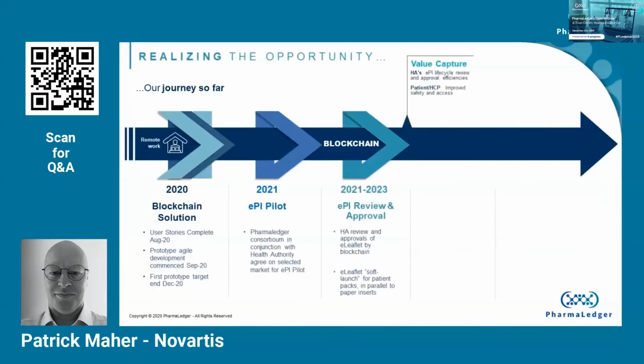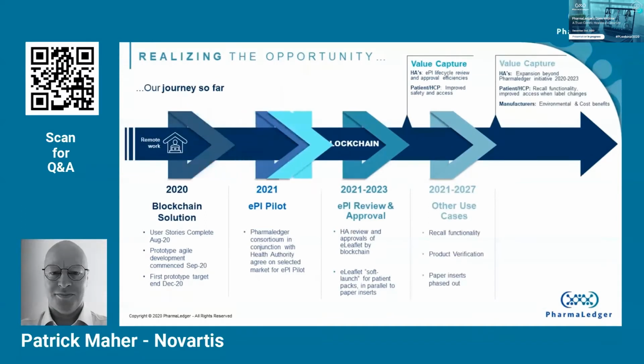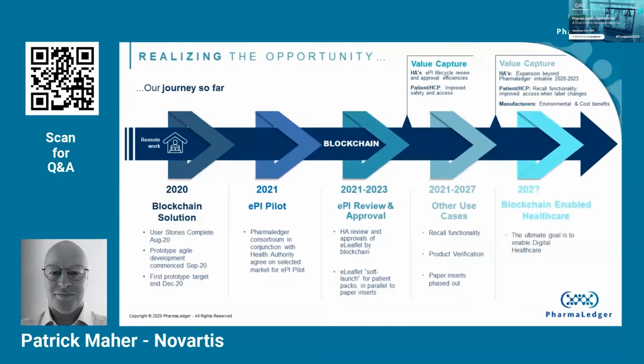And at this point in time, we get some value capture in terms of EPI lifecycle reviews and improved patient safety access to information. And then building on that again, we would build in additional use cases such as recall functionality, product verification, and potentially build in the paper inserts or the paper leaflet removal from the packs. And at that point in time, we get additional value capture in terms of we're expanding beyond the PharmaLedger initiative. We have the recall functionality. We approve access to label changes. And from the manufacturer's perspective, we have both environmental and cost benefits.